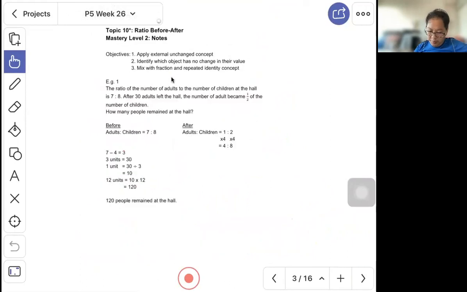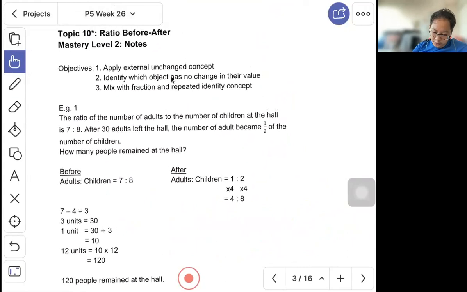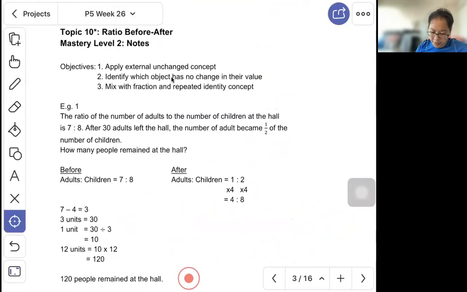Now we come to mastery level 2. In mastery level 2, the objective is to learn how to apply the external exchange concept and identify which object has no change in value. Then we mix reflection and repeated identity concept.